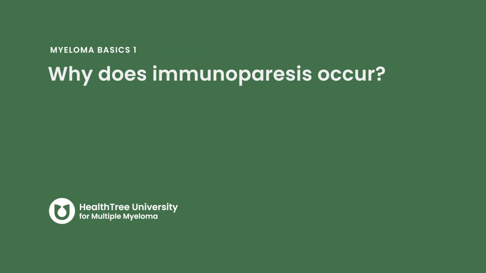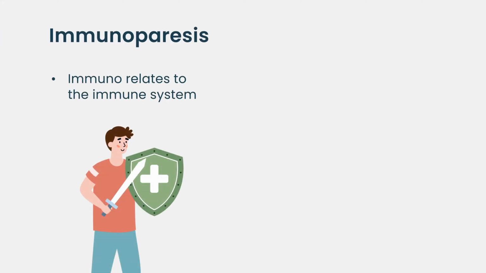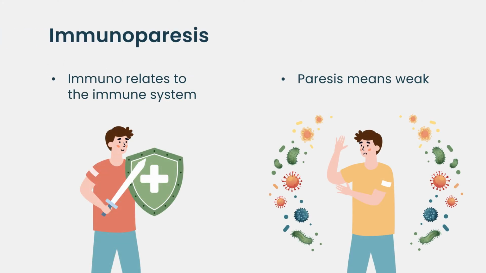Why does immunoparesis occur? Immuno is the immune system, and paresis means weak. So the immune system is weak. So first, let's talk about why it happens. And second, we can talk about why it matters.